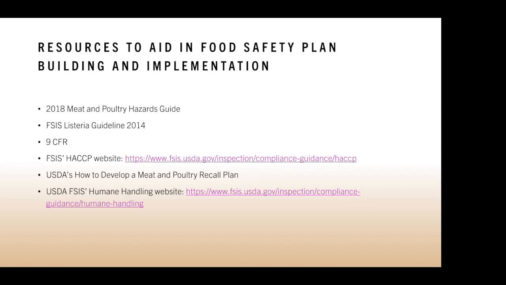As you look at developing your food safety system, listed here are resources that may help in doing so. The 2018 Meat and Poultry Hazards Guide is a great resource when building your hazard analysis to help identify what hazards may be applicable at each processing step. The FSIS Listeria Compliance Guideline from 2014 is a tool to use when developing your Listeria control program for ready-to-eat products. Further, FSIS has many resources on their website to aid in developing a food safety system.